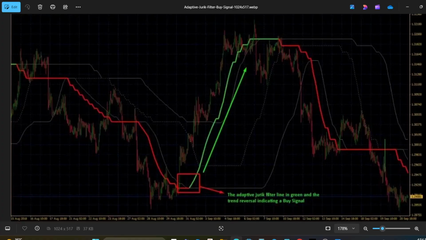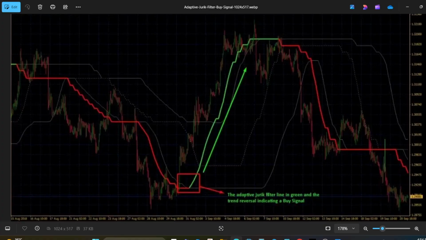And now this indicator can also help you to smooth out data, right? For those of you who find that too much noise is distracting when analyzing the charts, the adaptive Jurik filter can smooth out price data, making it easier to interpret. By doing so, it allows you to focus on the most important price moves while filtering out the irrelevant fluctuations.